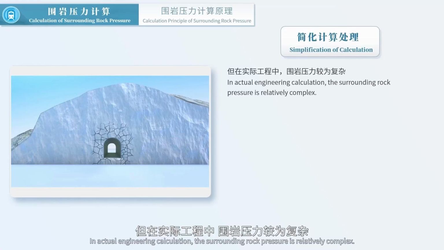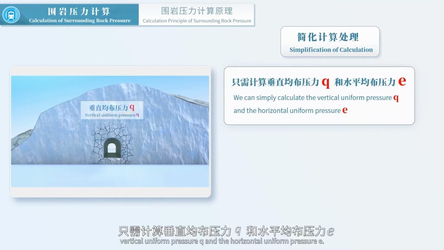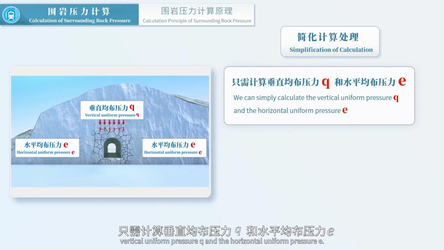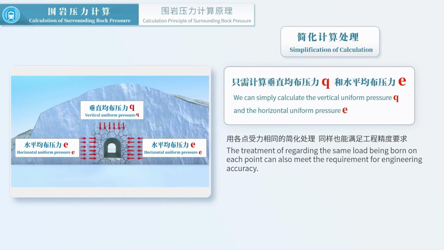In actual engineering calculation, the surrounding rock pressure is relatively complex. Here we consider the primary factors only and skip the secondary factors. Therefore, we can simply calculate the vertical uniform pressure Q and the horizontal uniform pressure E. Treating the load as the same on each point can also meet the requirement for engineering accuracy.